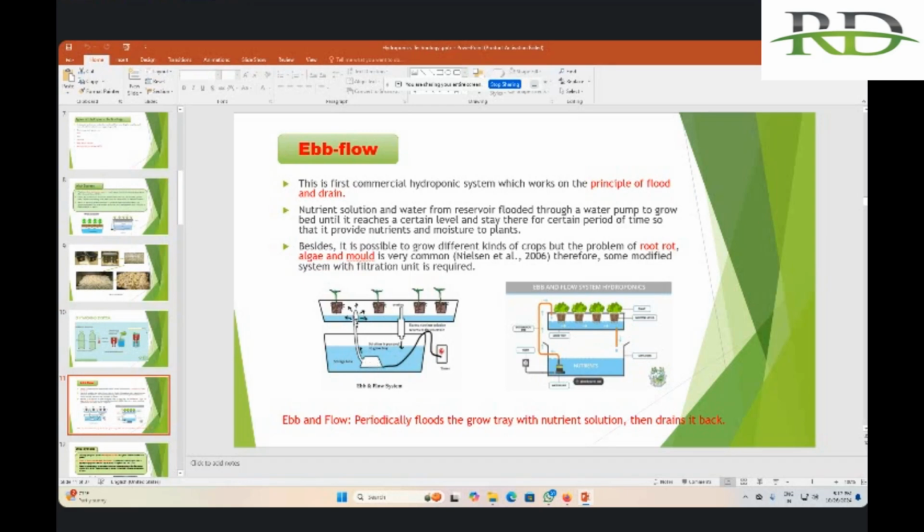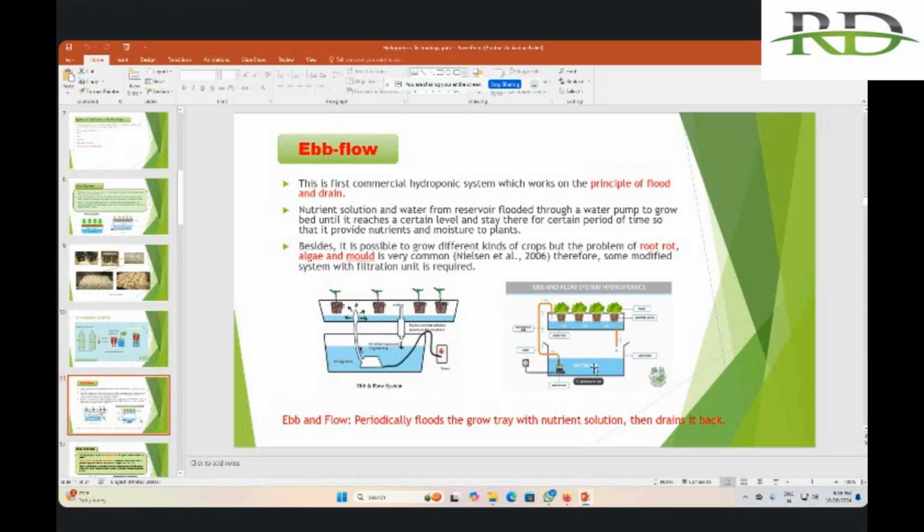The pump delivers the nutrient-rich water to the growing trays, and then the excess water is drained back. The important thing in ebb flow is the timer, because otherwise, if the timer is not set, the pump will keep on pumping the water till all the plants get submerged, and if they are continuously submerged in this nutrient solution, there is a chance of root rot, algae and mold. So the timer is set, and at a particular time the water is drained back to the storage tank.